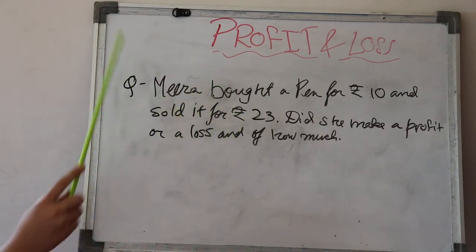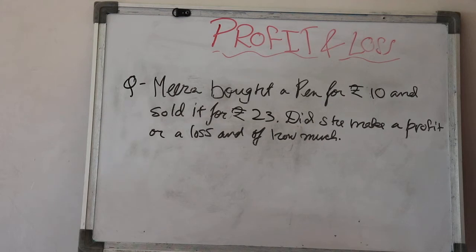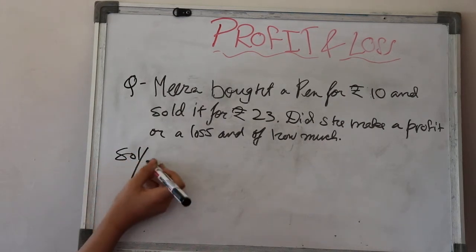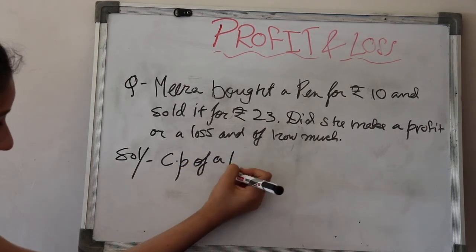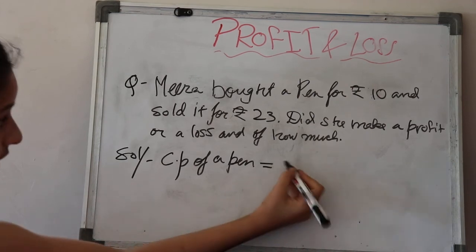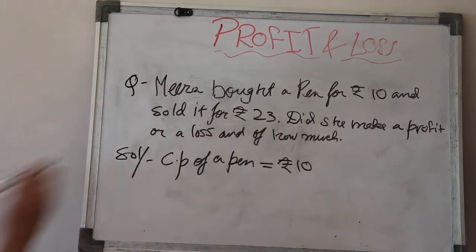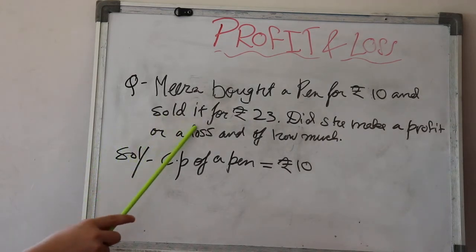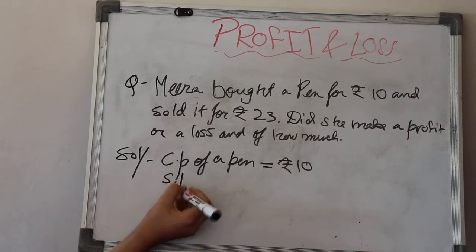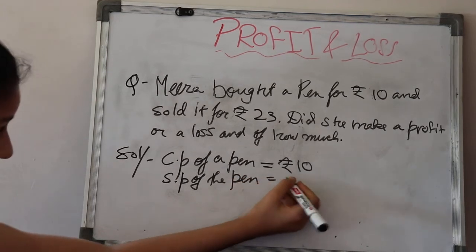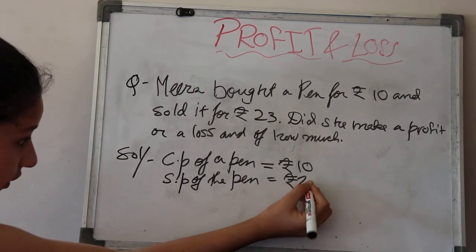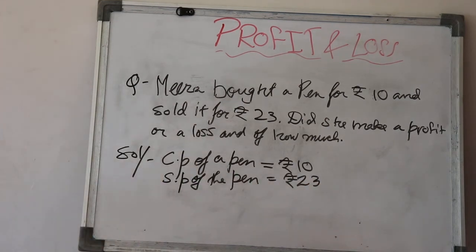Here it's bought. So Meera bought. It's the cost price. So I will write solution. The cost price of a pen is equal to rupees 10. And she sold it. So it's the selling price because she sold it. Selling price of the pen, rupees 23. Okay, now I have to find whether she made a profit or a loss and of how much.